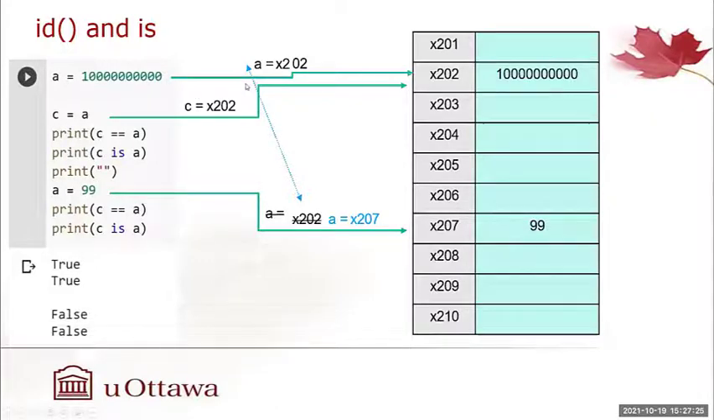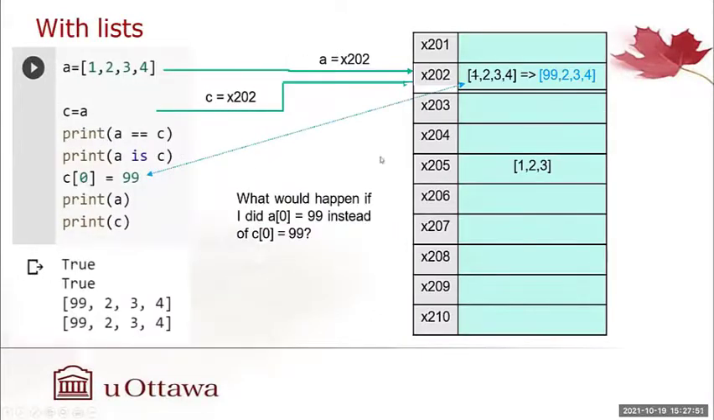And now A will no longer point to this location in the memory, it's going to point here. Now, are they equal to each other? No. Are they in the same memory location? The answer is no. But that's not the case when it comes to mutable objects such as lists. A is a list that has 1, 2, 3, 4, and it's here in the memory.